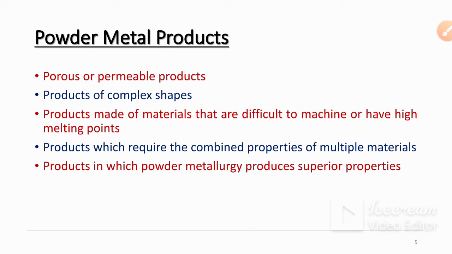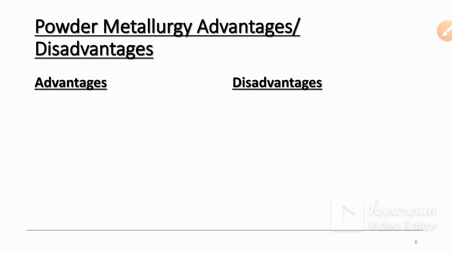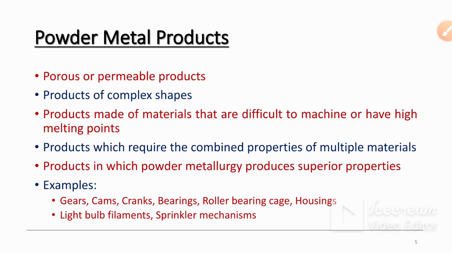Next, products in which powder metallurgy gives superior properties. Examples are gears, cams, cranks, bearings, roller bearings, cases, and housings. Housing is also one of the famous applications of this. Next, light bulb filaments and sprinkler mechanisms are made using powder metallurgy.